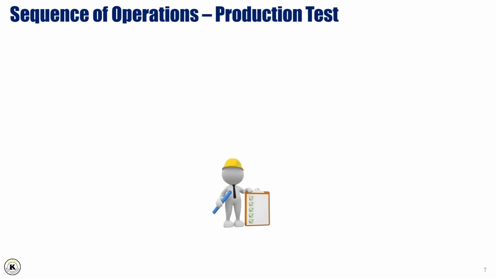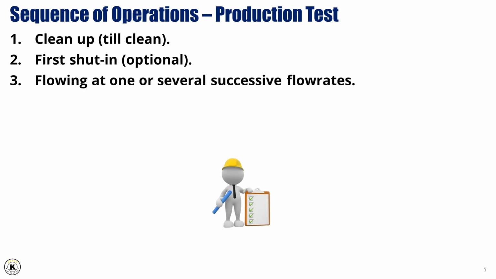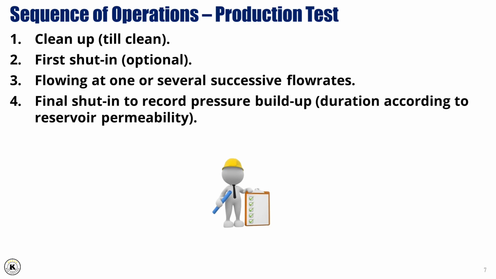Sequence of operations of a production test. 1. Clean up till clean. 2. First shut-in, optional. 3. Flowing at one or several successive flow rates. 4. Final shut-in to record pressure buildup, duration according to reservoir permeability.